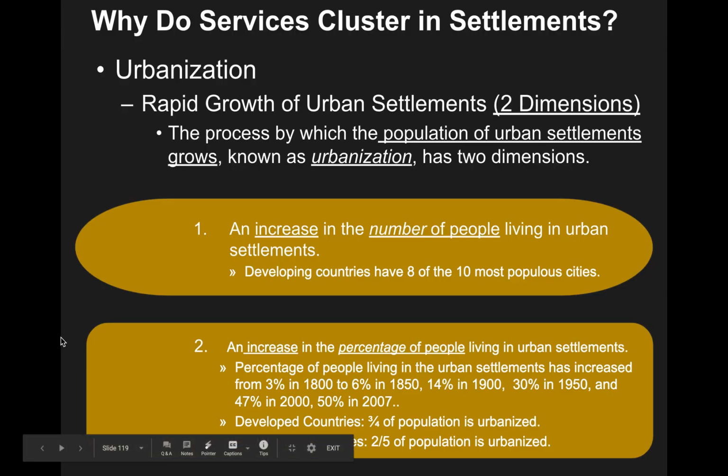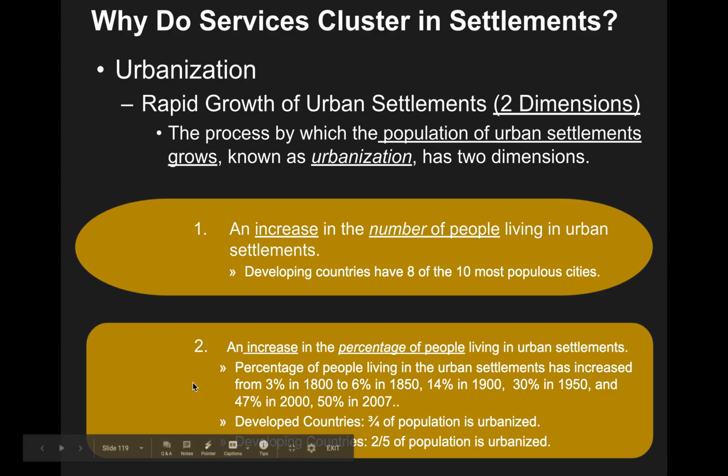That's a good video. We look at the two dimensions of urbanization, and it's important to distinguish between these two. One is the percentage of people living in urban settlements. And the second is the increased number of people living in urban areas. We can distinguish between the two when we look at developing countries. 8 of the 10 most populated cities are in developing countries. We have the fastest increase in the number of people in urban areas in developing countries.